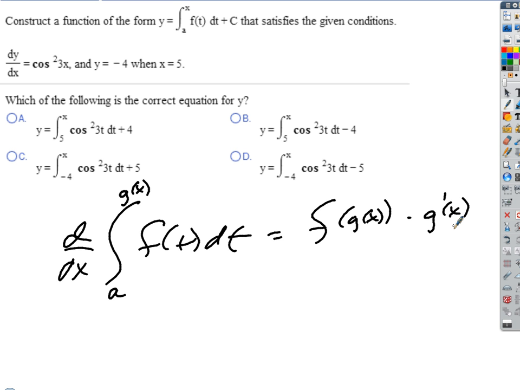So if g of x is just x, that would just become f of x, right? If g of x equals x. And what would g prime of x be if it were just x? 1. So it would just be that, wouldn't it? Right? Is that making sense? That makes a lot more sense. Okay, so that's going to make this pretty easy then, right? So you just want to pick the one.